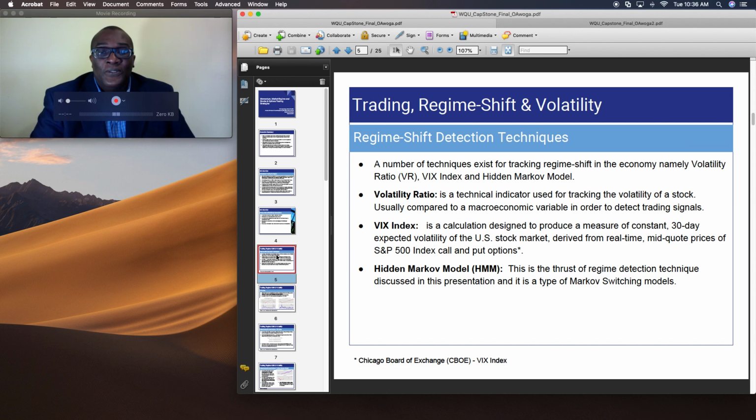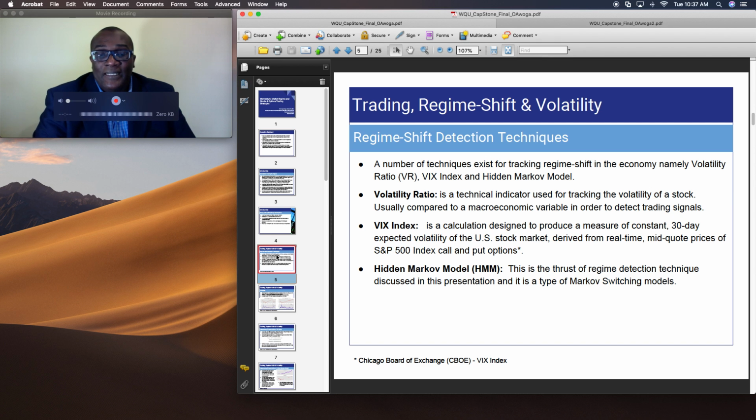So what is volatility ratio? Volatility ratio is a technical indicator used for tracking the volatility of stocks, and it is usually used in combination with macroeconomic variables such as consumer price index, unemployment rate, interest rates to detect trading signals. Specifically, the volatility ratio of a stock is compared to a macroeconomic variable, and if the difference between the two is above a threshold, we enter a buy or sell signal. That threshold is determined using optimization techniques that iteratively search through some objective function in order to look for the threshold that maximizes a particular outcome.